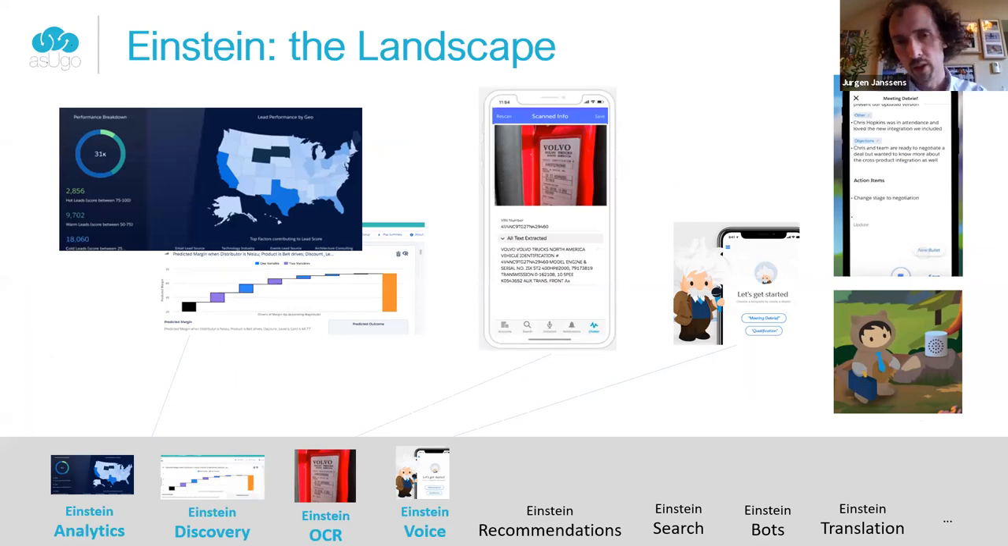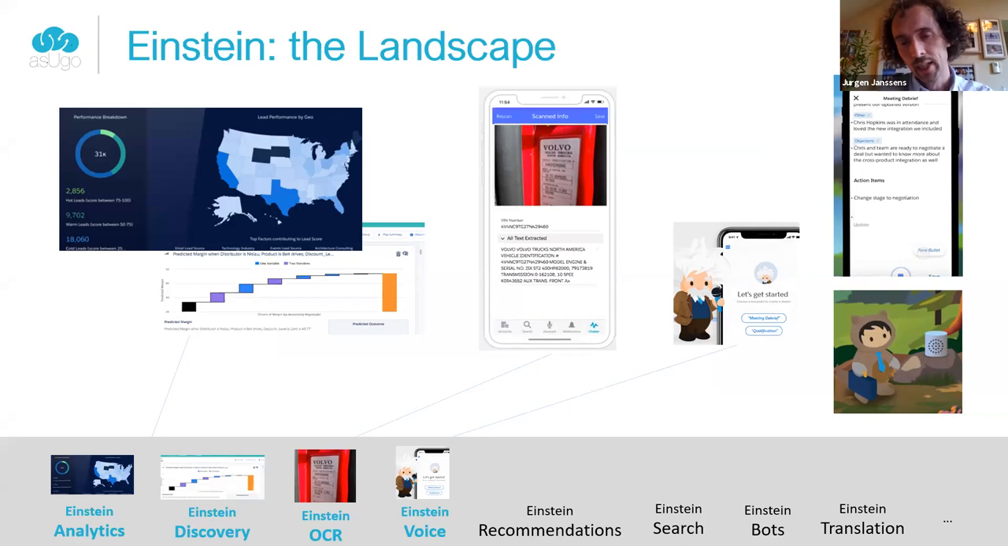Einstein OCR, it's really about OCR. So doing something with a picture of a text. On the print screen, you see a tag. Based on a picture of a tag, Einstein OCR, which is still in ramp up, can really analyze the data and translate it into data. And once you have this data, you put it in the right fields, et cetera.